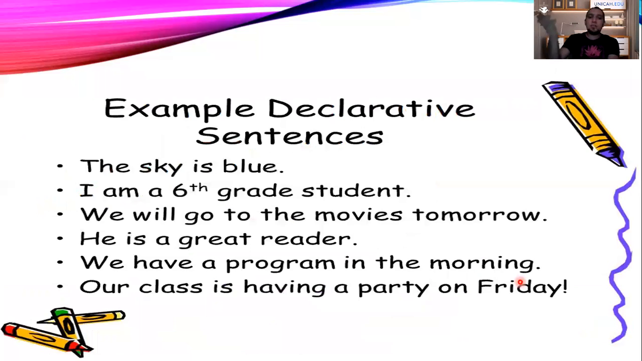Here we have more examples of declarative sentences. For example, the sky is blue, or I am a sixth grader. In your case, I'm a 10th grade student. We'll go to the movies tomorrow. He's a great reader. We have a program in the morning, or our class is having a party on Friday. These sentences declare or state something that is true, so all of them are declarative sentences. That's all you have to know for this kind of sentences.